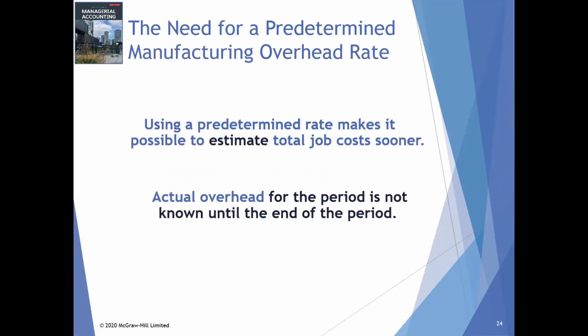The need for a predetermined manufacturing overhead rate. So why is there a need to predetermine the manufacturing overhead rate? There should be a manufacturing overhead rate that is calculated beforehand. Using the predetermined rate makes it possible to estimate the total job cost sooner. The actual overhead for the period is not known until the end of the period, as I explained at the beginning, right? This is the actual, so we will find out the normal.